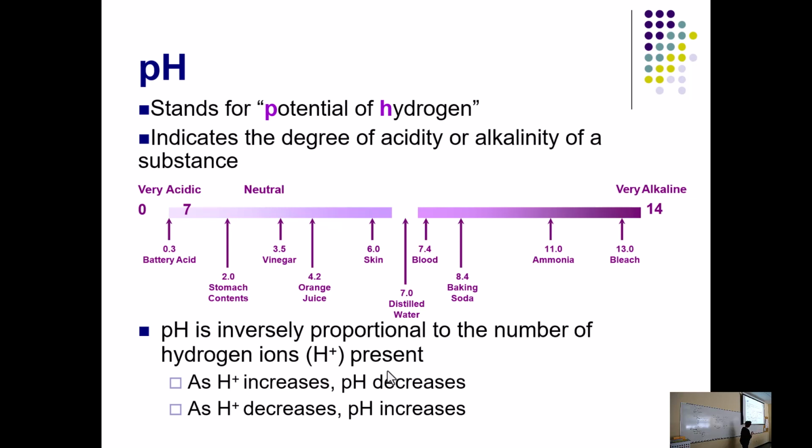So some other things just kind of interesting. Stomach contents, 2. Orange juice, 4.2. Skin, 6. Skin is a little acidic. Baking soda, 8.4. Ammonia is 11. As the hydrogen ions increase, the pH decreases. As hydrogen ions decrease, the pH increases.